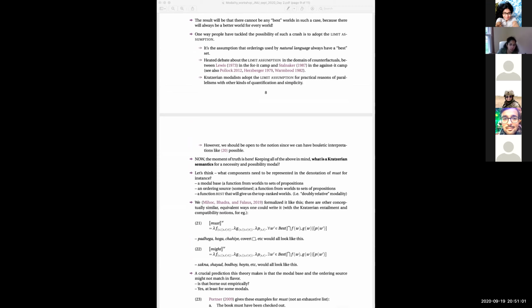So do you mean graded modality? Let me talk to the first part of your comment. What you're saying, 2 levels, I think your intuition is this thing here, doubly relative modality. So yes, basically, yes. You have a modal base and you can sometimes have an ordering source, and the modal is sensitive to those 2 things. So that's doubly relative modality.